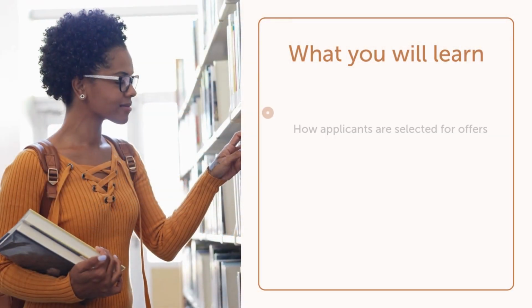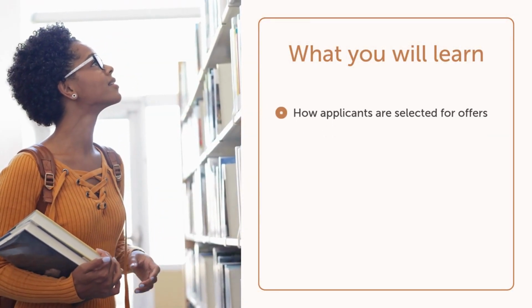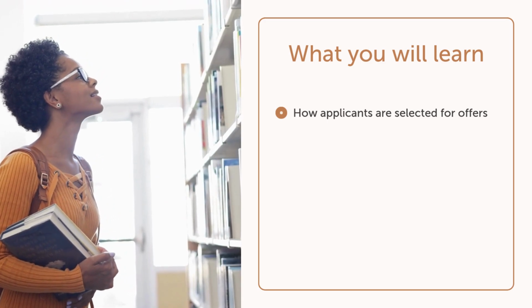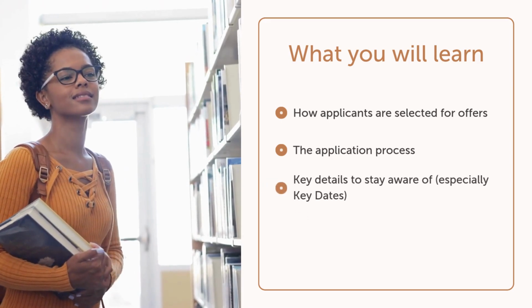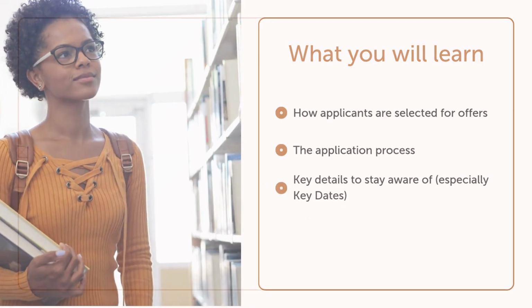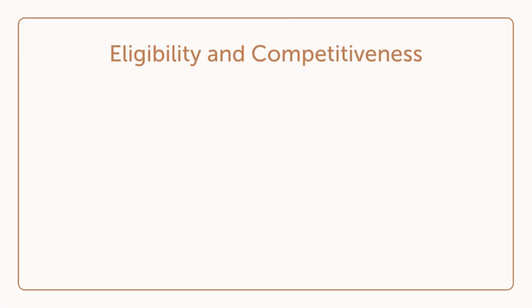In this video, we're going to be learning all about how applicants are selected from the international Year 12 cohort. We're then going to walk through key aspects of the application process, including key dates. To start, let's quickly cover 2 key terms that you need to know. Those 2 terms are eligibility and competitiveness.